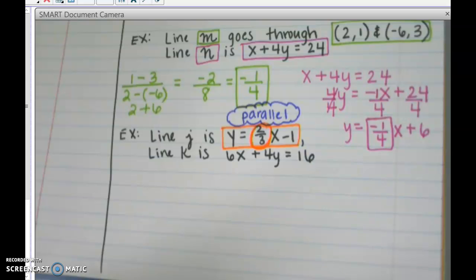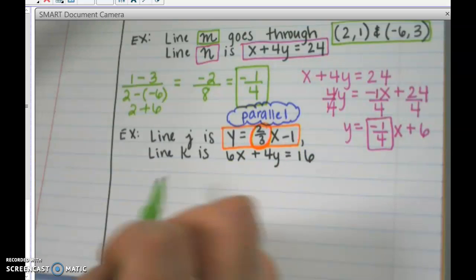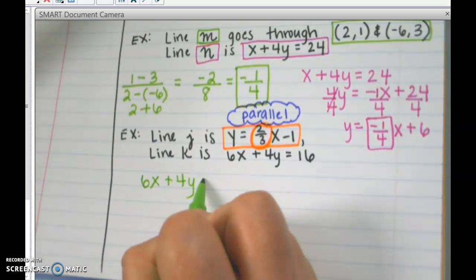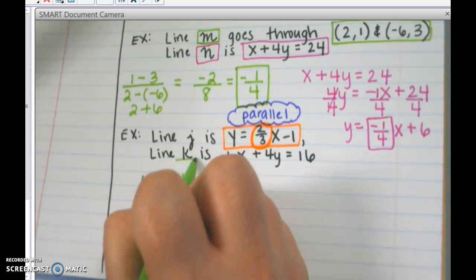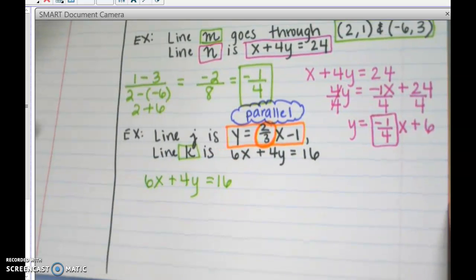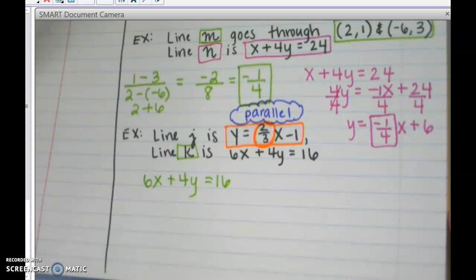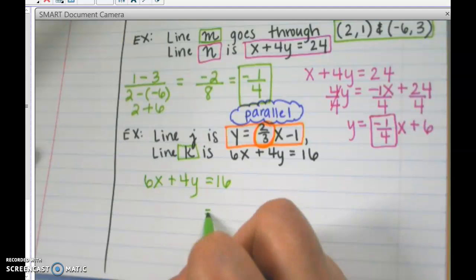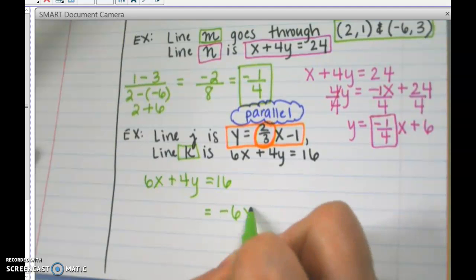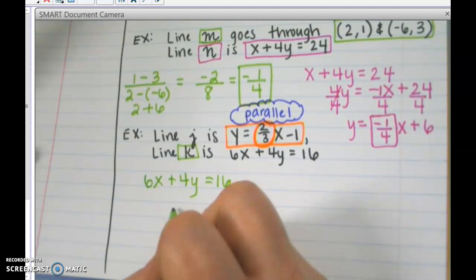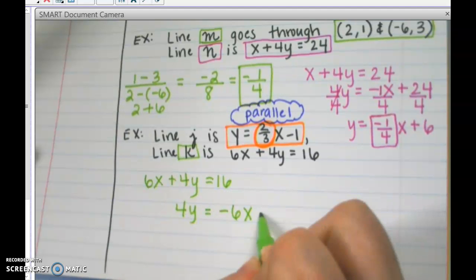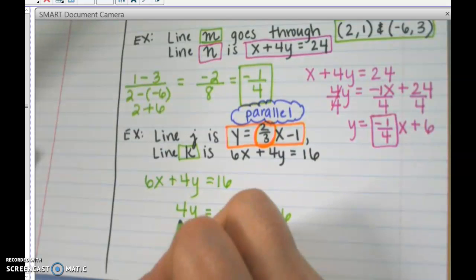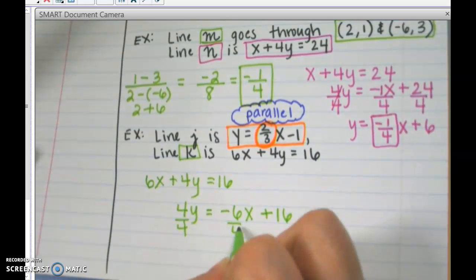All right, line K, I'm going to have to do a little bit of work because line K is in standard form. So I'm going to have to take this equation, 6x plus 4y equals 16. Here's me working out K. And I need to get y by itself, so this can be in slope-intercept form. So I'm going to subtract my 6x. So my other side, it will say minus 6x. I'm going to bring down the 4y. I'm going to bring down the plus 16. Divide everything by 4.